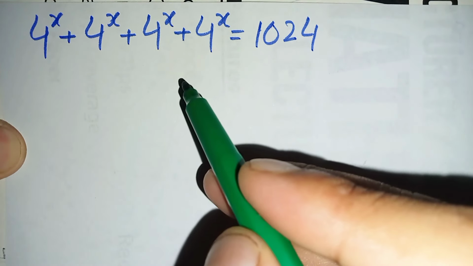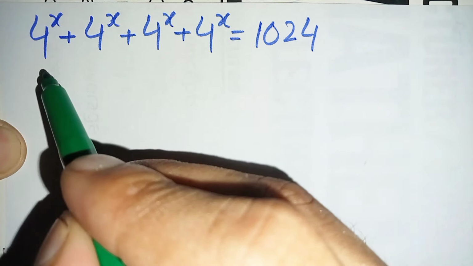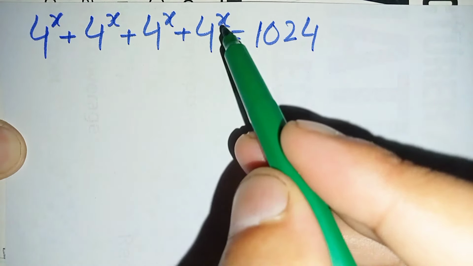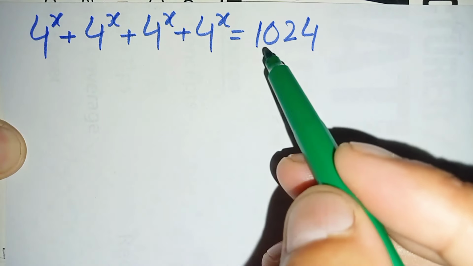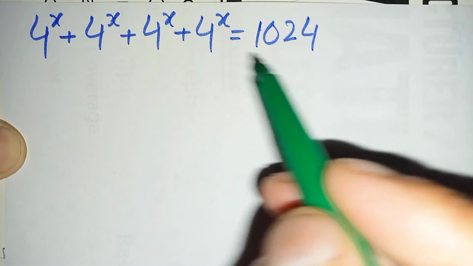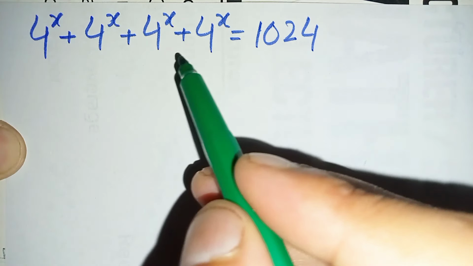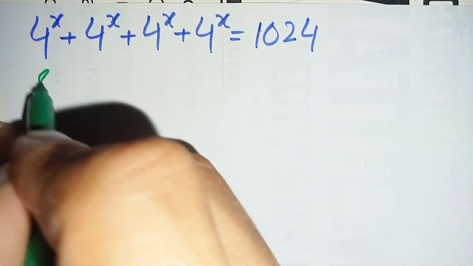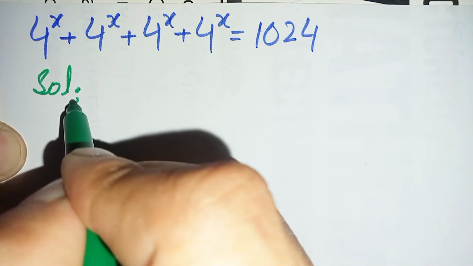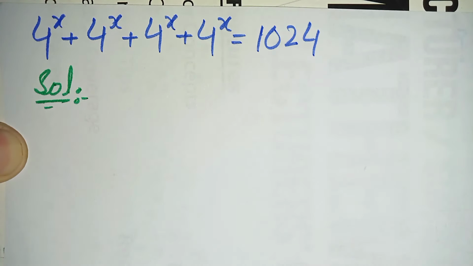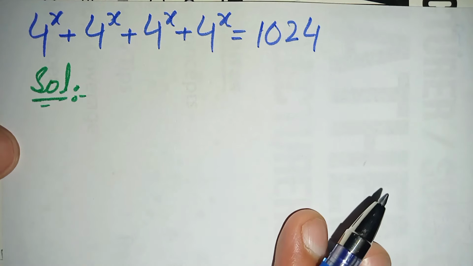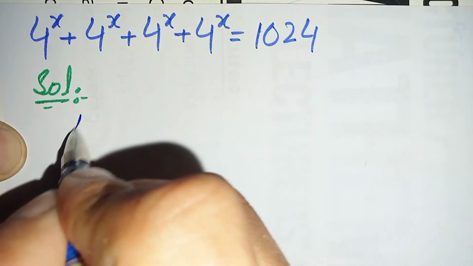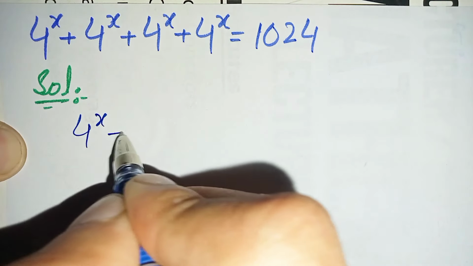How to solve this nice exponential equation, which is 4^x + 4^x + 4^x + 4^x = 1024? So how can we find the value of x from this exponential equation? To solve it, first we will write the solution, and after that we will rewrite the problem here in the solution again. The problem is here, 4^x is added 4 times.